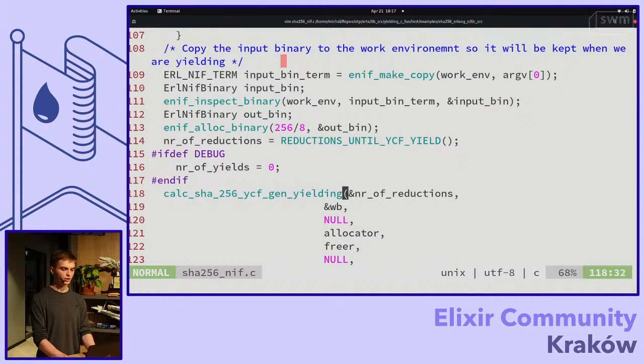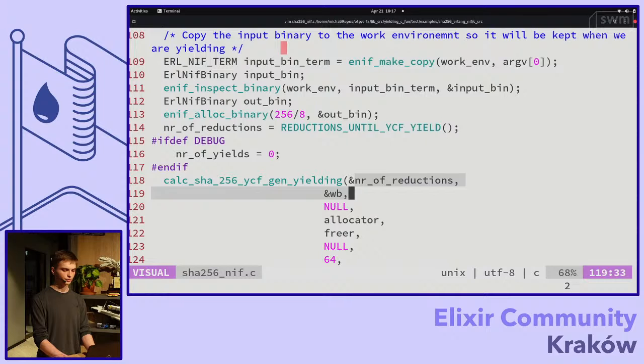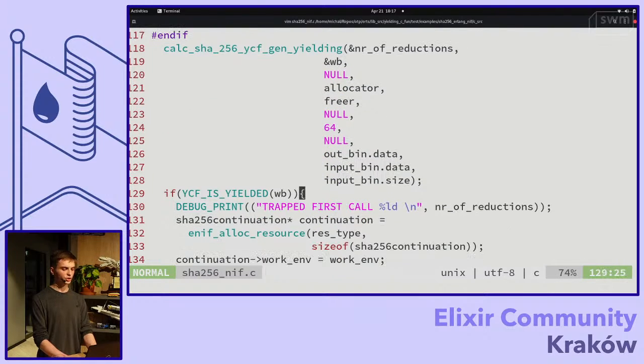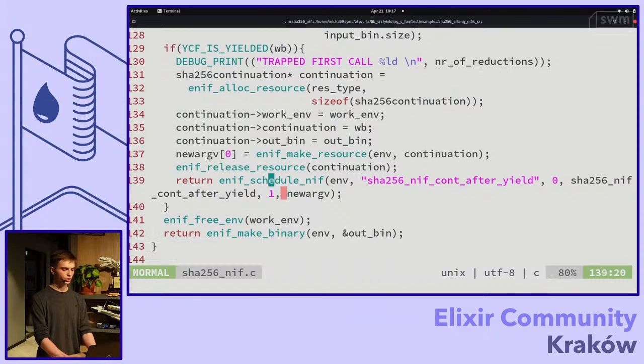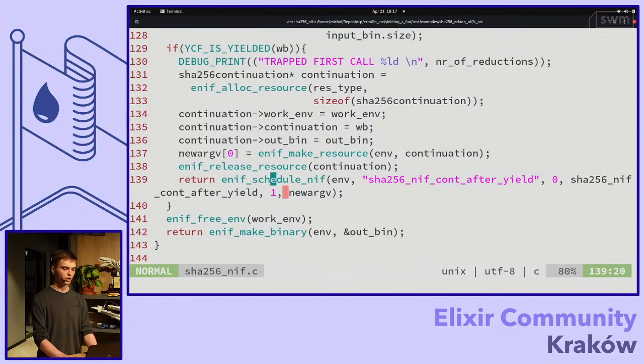When we call this function, we pass the number of reductions that can be executed inside this function. And when this function ends, we check whether we should yield, so whether we should give control back to the scheduler. If yes, then we schedule the continuation of ourselves and give control back to the scheduler. So that's how it looks.